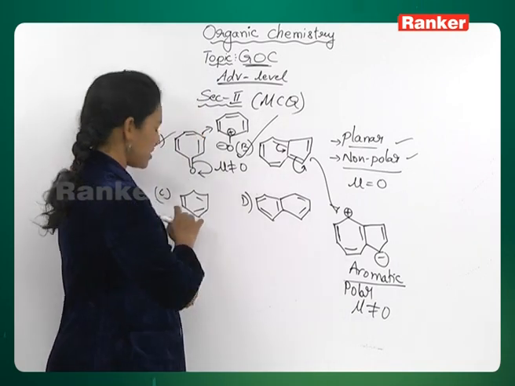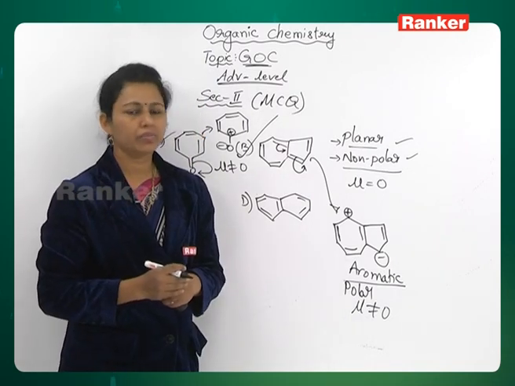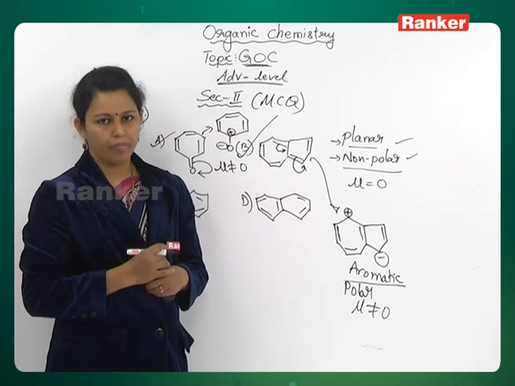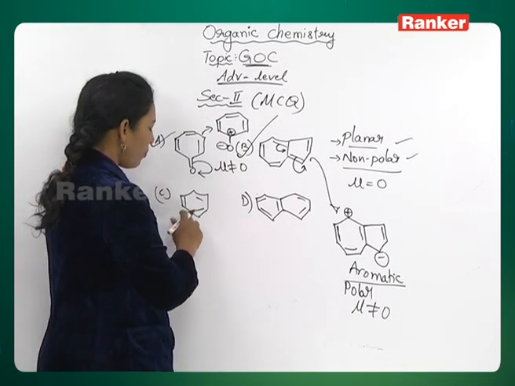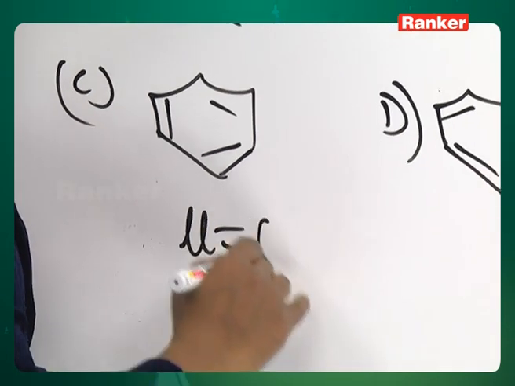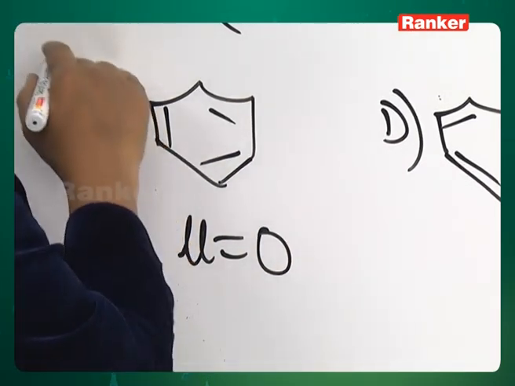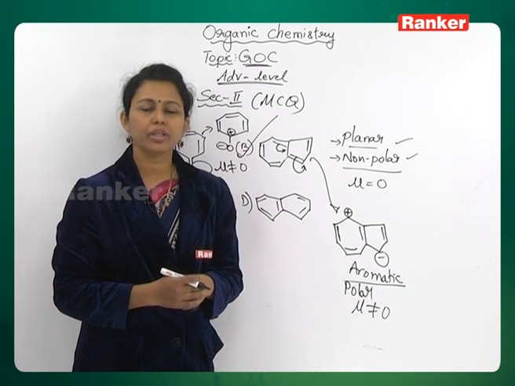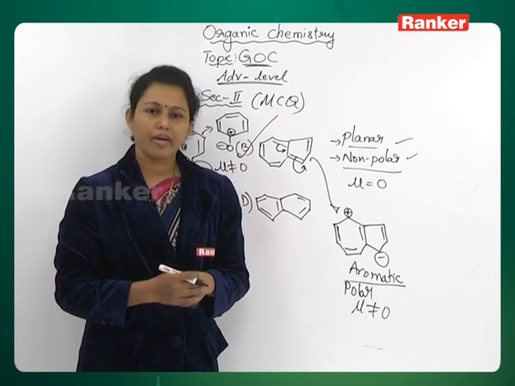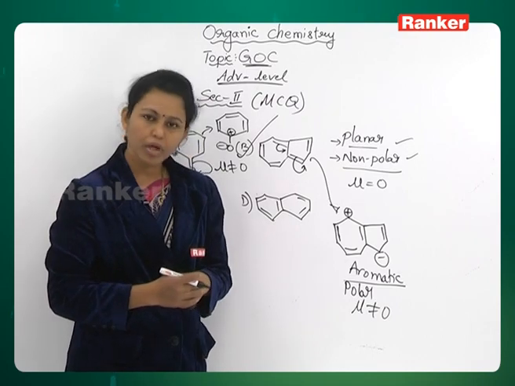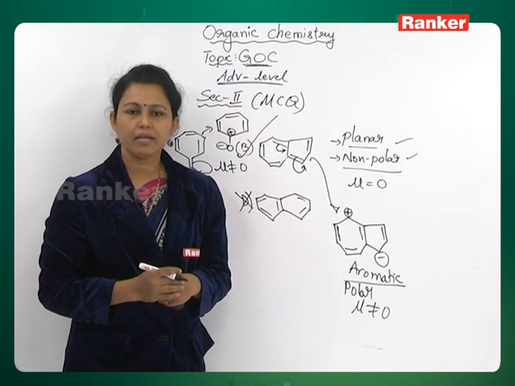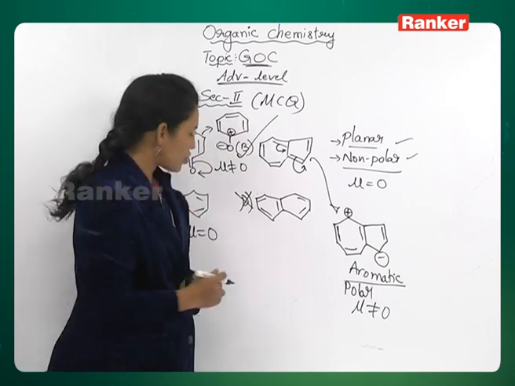And coming to option C, if you observe, it's benzene. You very well know that benzene is a non-polar compound, so its dipole moment definitely will be equal to 0. So we cannot select this. Similarly, the fourth option is naphthalene. Naphthalene is also a non-polar compound, so we cannot select this either, because its dipole moment value will also be 0.